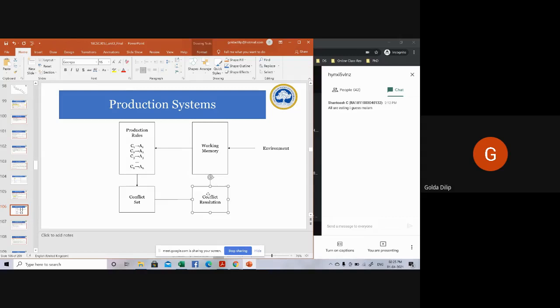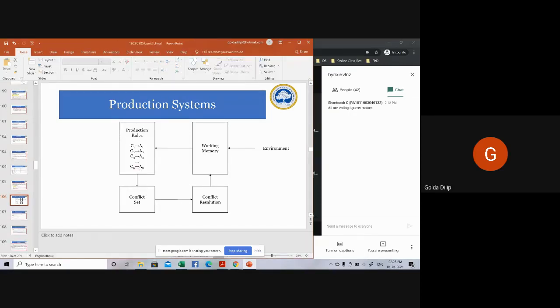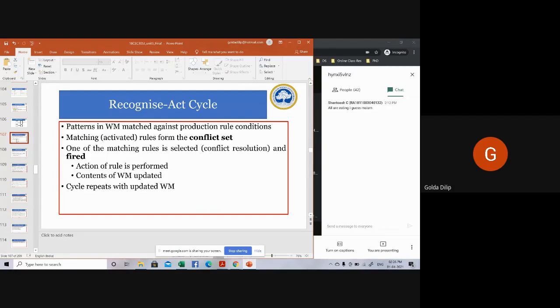The production rules are a set of if-then rules: if C1, then A1, with conditions C1, C2, C3. That's your production system.